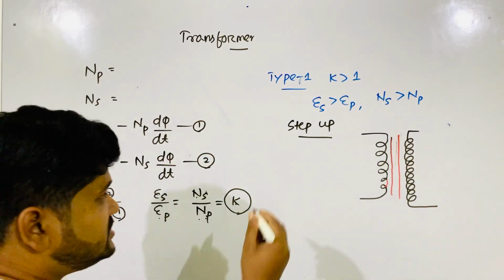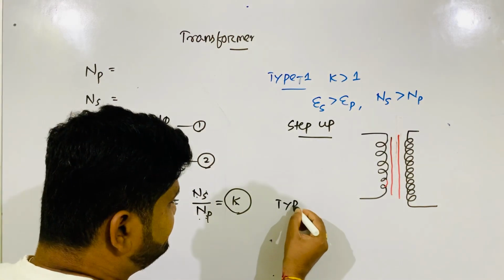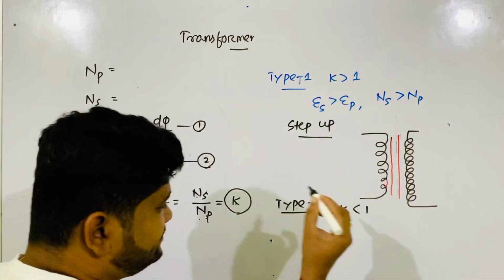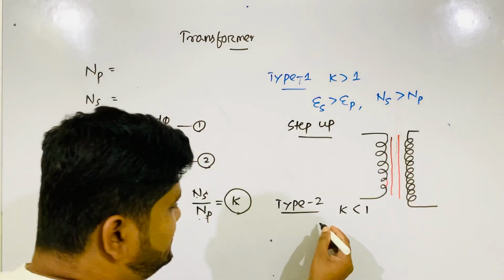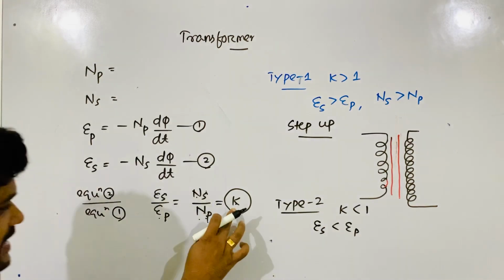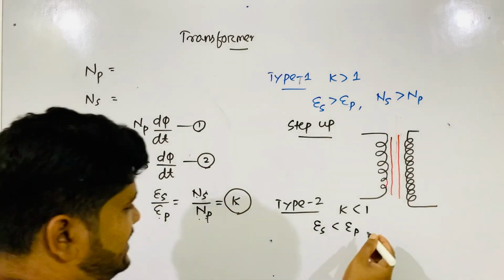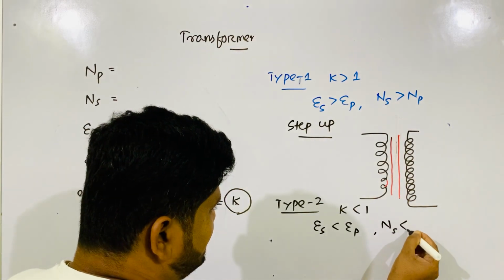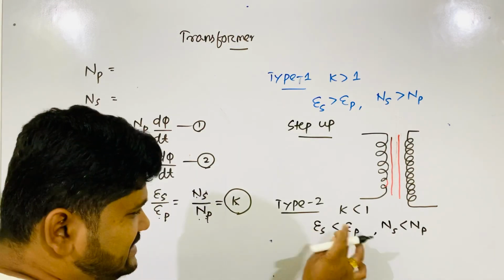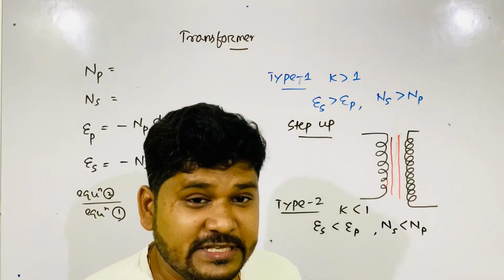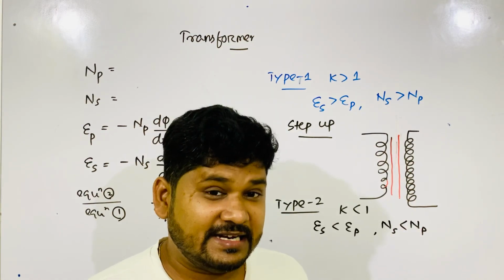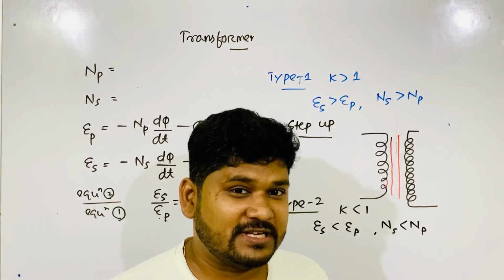Now we'll come to type 2. What happens if k is less than 1? K less than 1, ES less than EP, and NS less than NP. So the secondary voltage is less than the primary voltage, which means the voltage decreases. That is the street-side transformer, the road-side transformer.